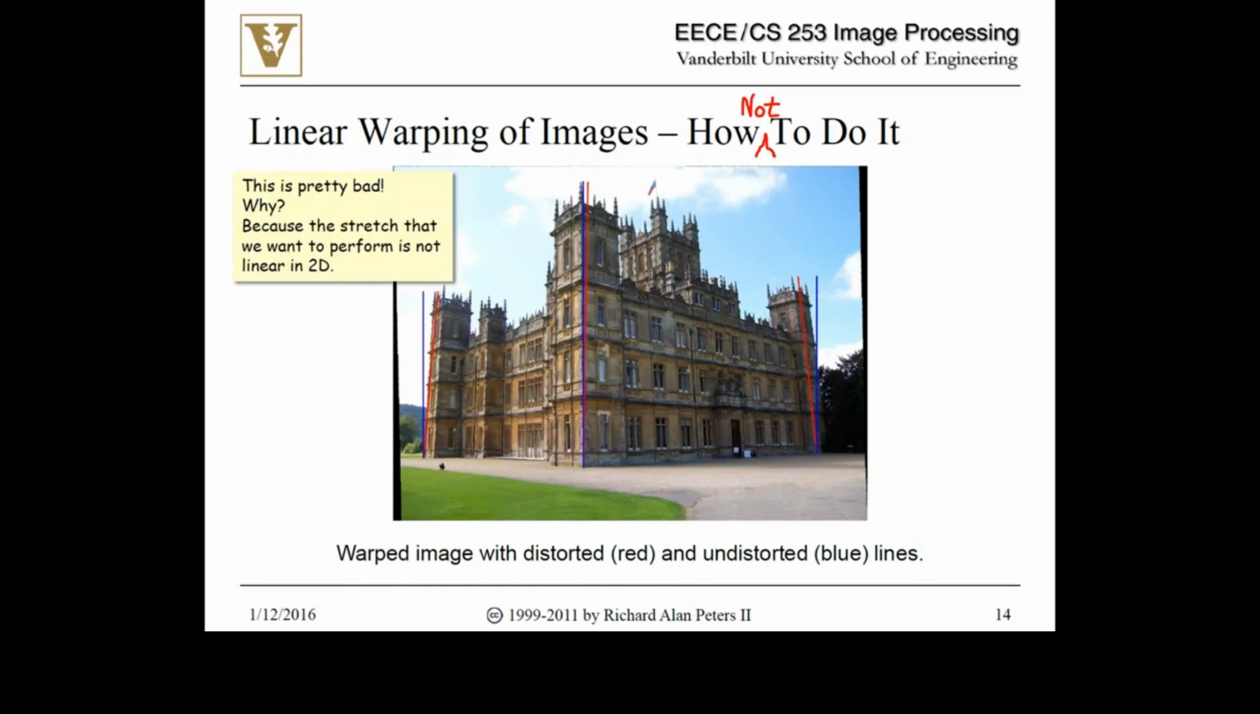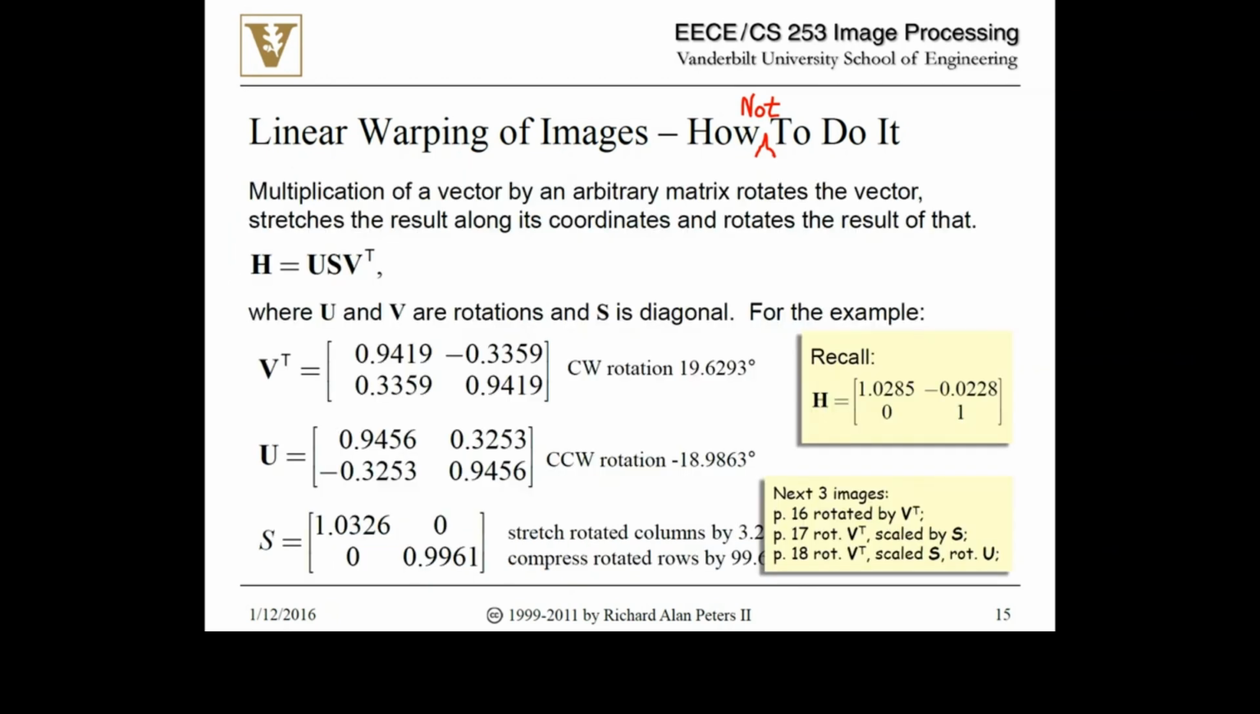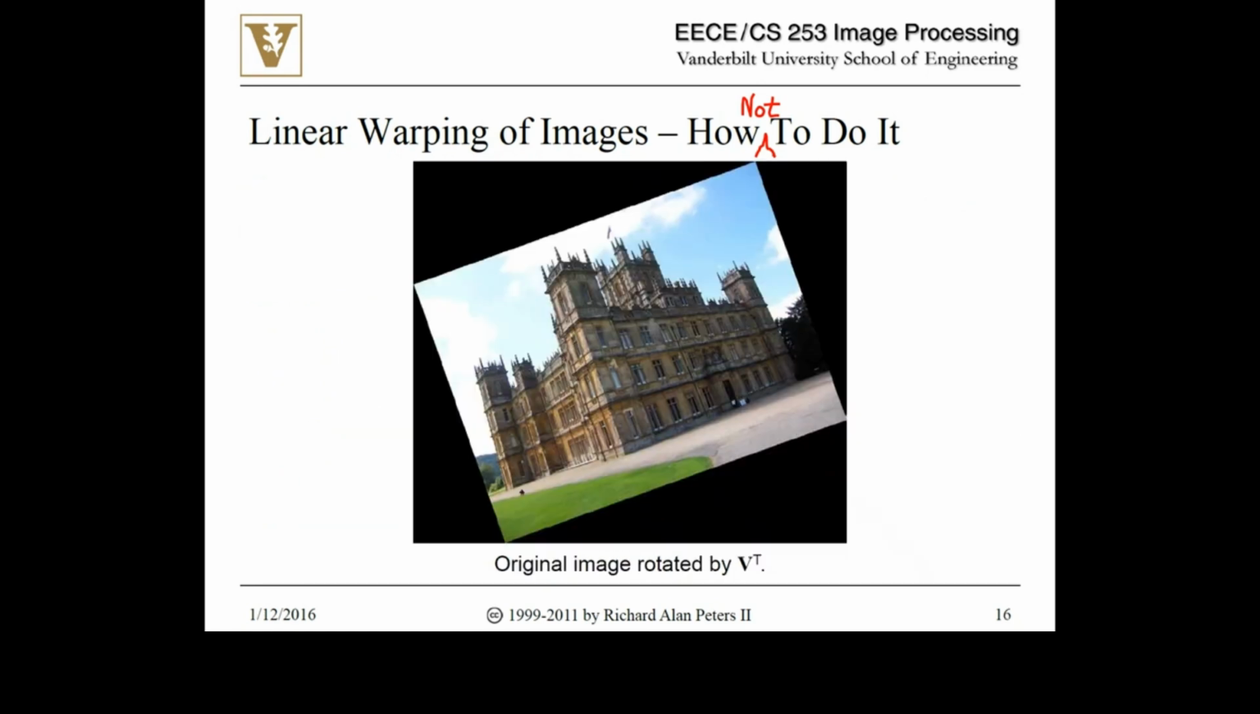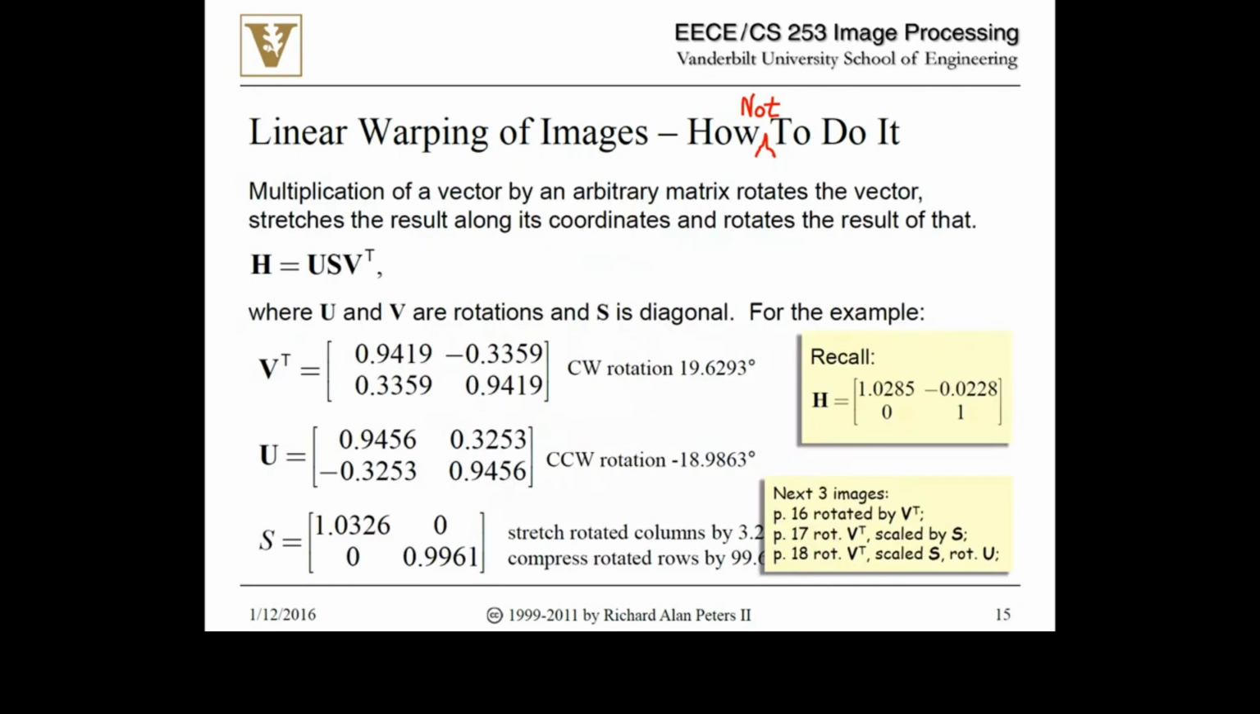But it is not exactly what we wanted. So we partially succeeded. Okay, so what is the problem? The problem is that we need a warping function that is good enough. Going to the good enough warping function.